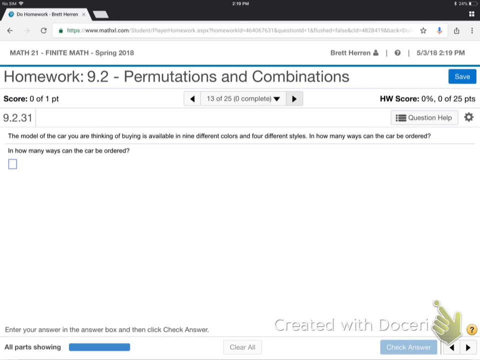The model of the car you're thinking of buying is available in 9 different colors and 4 different styles. How many ways? So 9 different colors, 4 different styles. Just multiply. Piece of cake, right? That's easy. You got it. Your first decision, what color? Next decision, what style? Multiply together. Piece of cake. Let's move on to something harder.